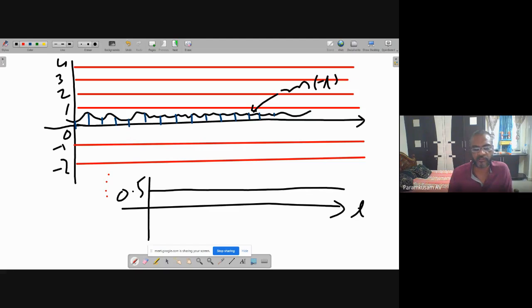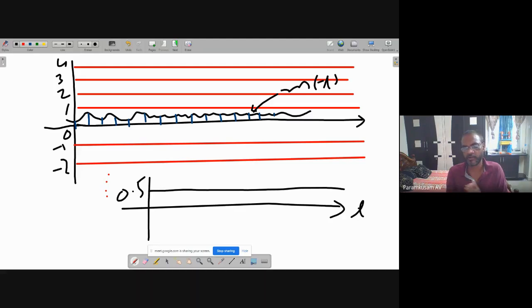0.5 volts. Where is the information? Where is the information of m(t)? Every information of m(t) is lost. You cannot get back that information. So this may be the problem of uniform quantization. Please note down this figure.